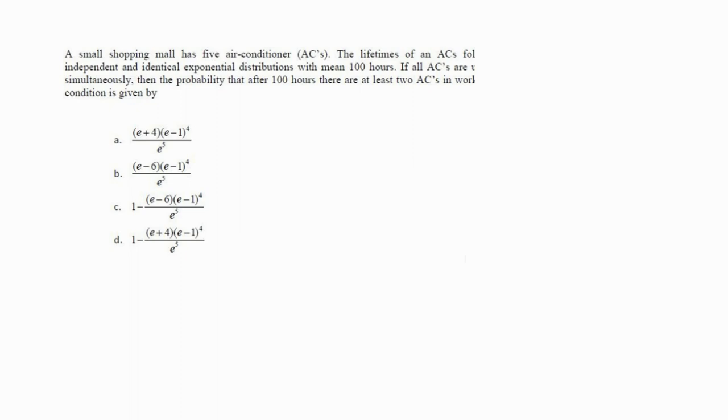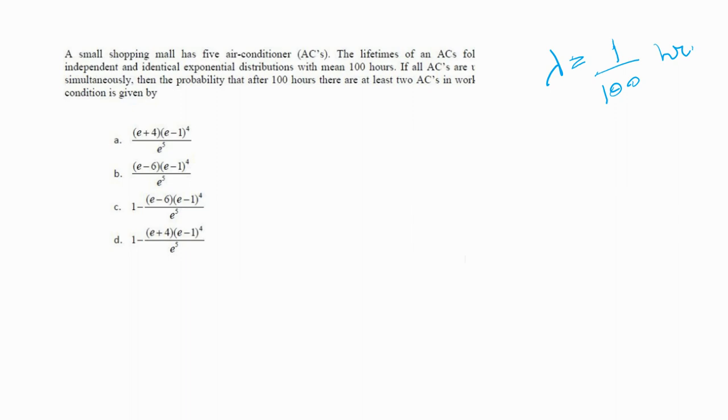So what do we have? We have five ACs, and we want to find that they will work up to 100 hours. The average time is 100. It may work 100 plus, of course. So we need to find that at least two work after 100 hours also. What is given here is that the mean is 100 hours. In terms of the exponential distribution, lambda is equal to 1 upon the mean, 1 upon the expectation of X. So lambda will be 1 upon 100.